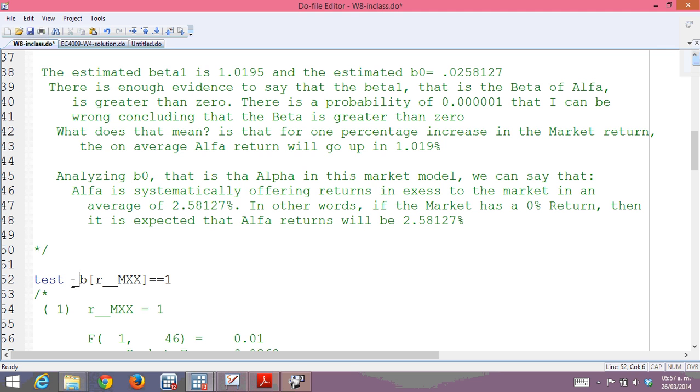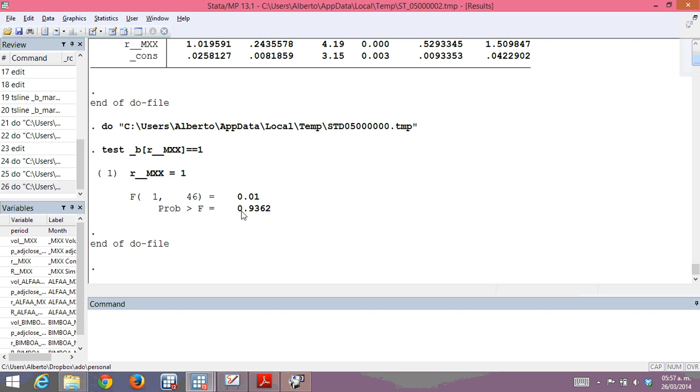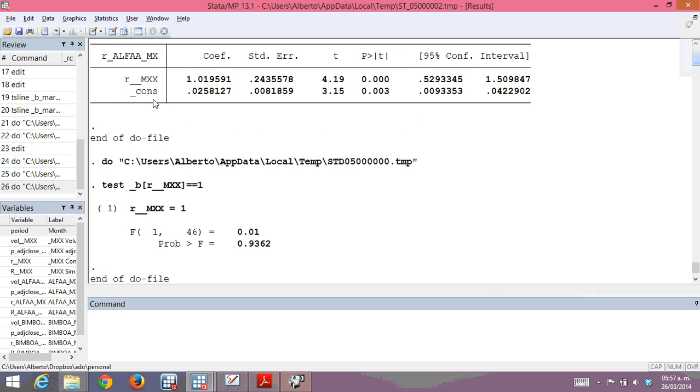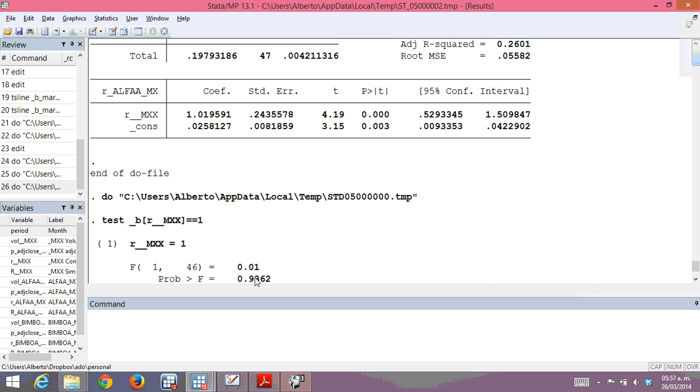Okay, in this case I use this underscore b. It means that I'm using the value of the beta coefficient of the beta 1. Then when I run this one, I can see that the p-value is much greater than 0.05. That means that the market beta of alpha is not significantly different than 1.